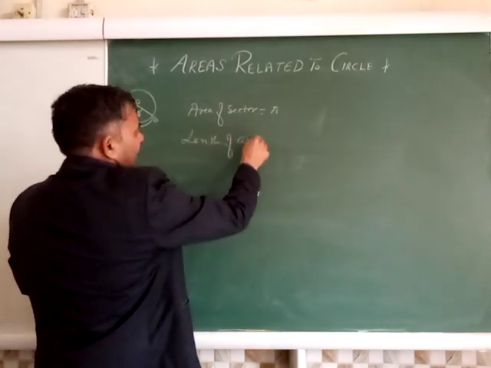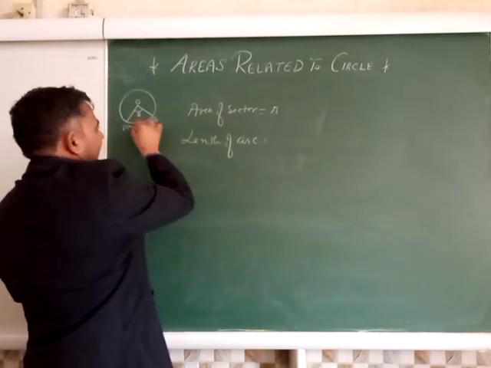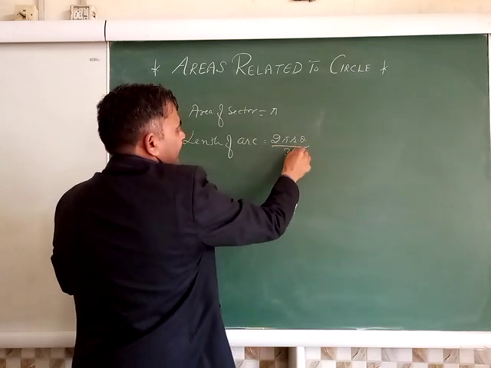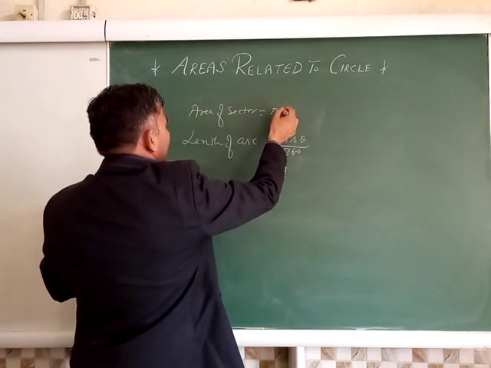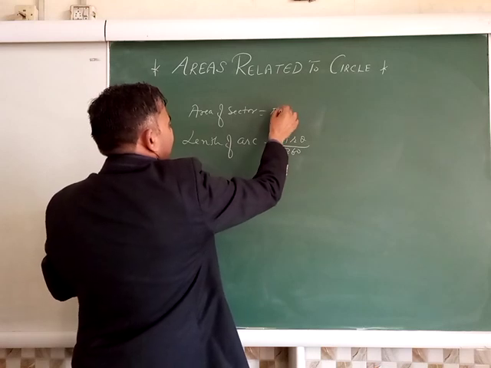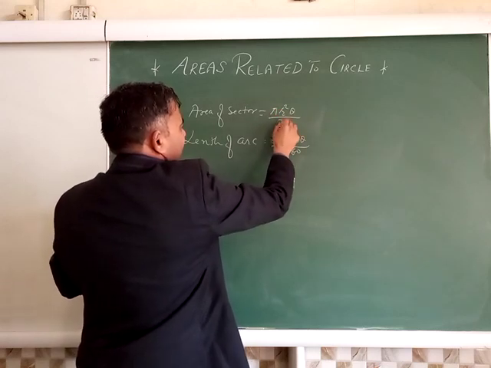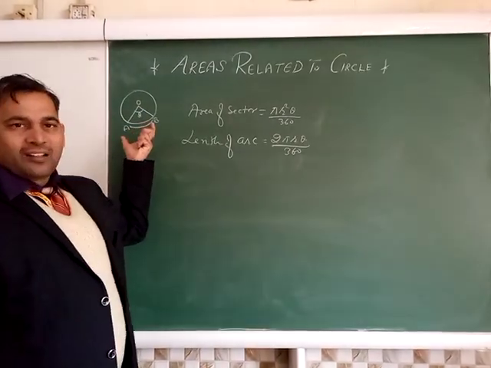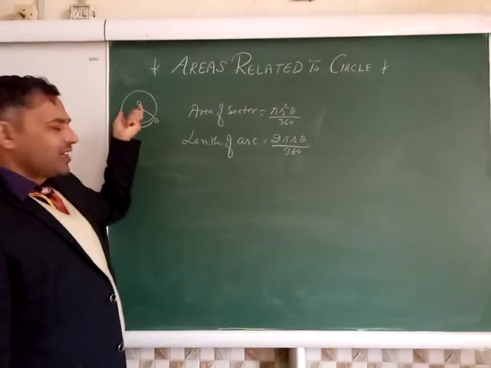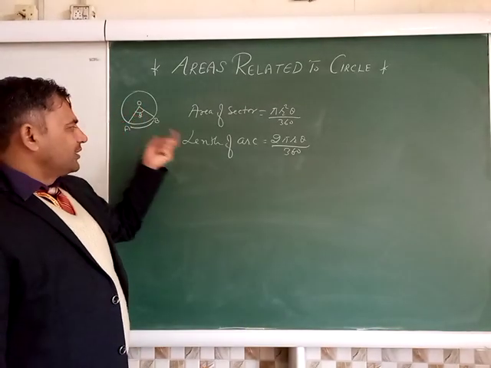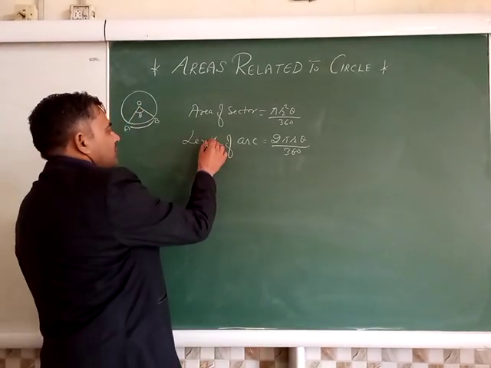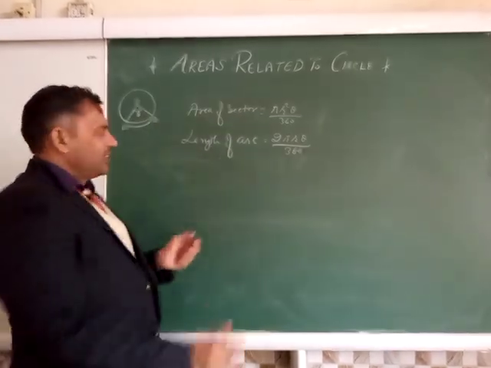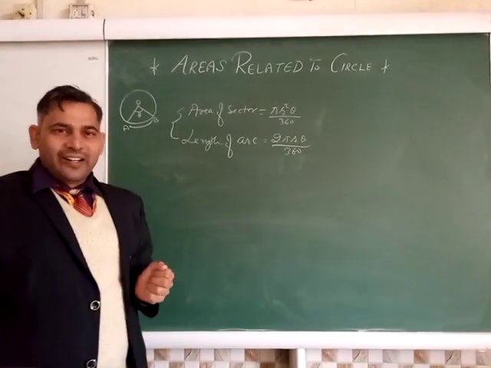Length of arc AB is 2 pi r theta by 360, and area of sector is pi r square theta by 360. This length is known as the boundary part, the length of arc. So if an arc subtends an angle theta, then the formula for the length of arc is 2 pi r theta by 360. These two formulae, now we will learn their application.